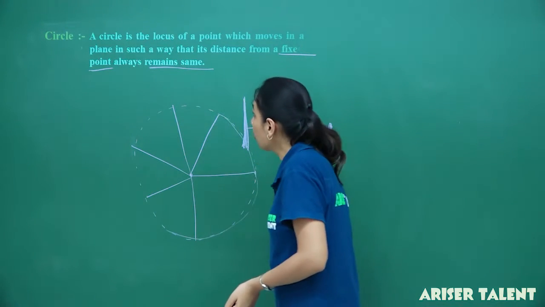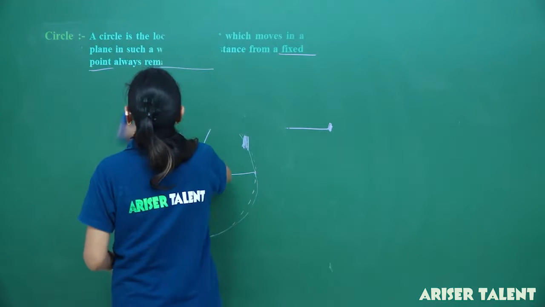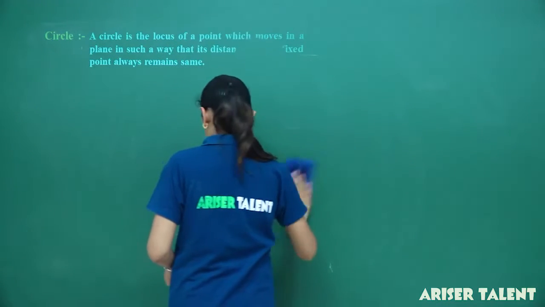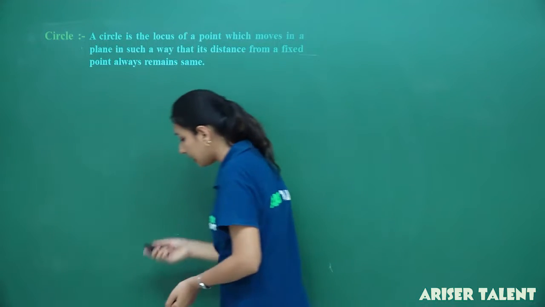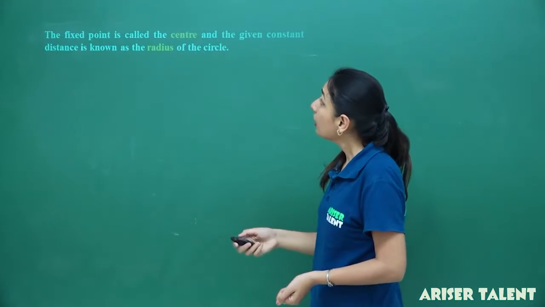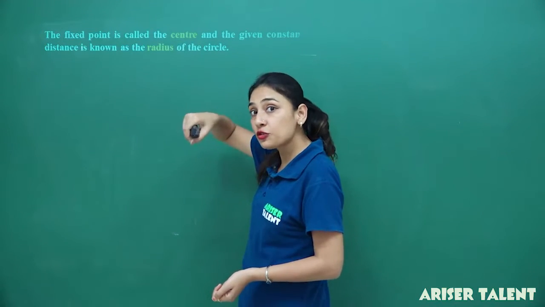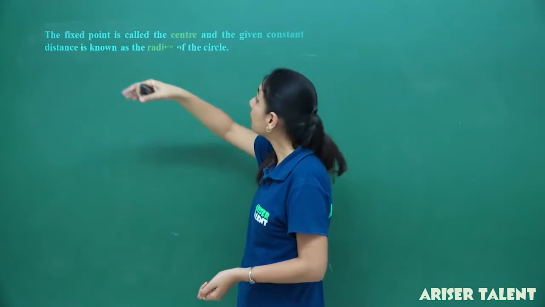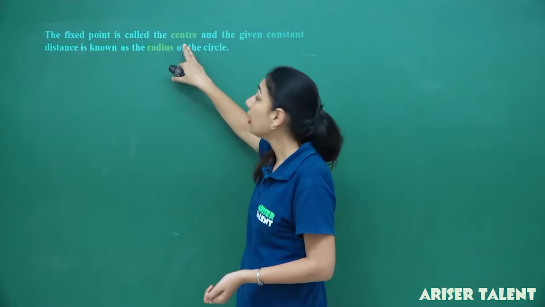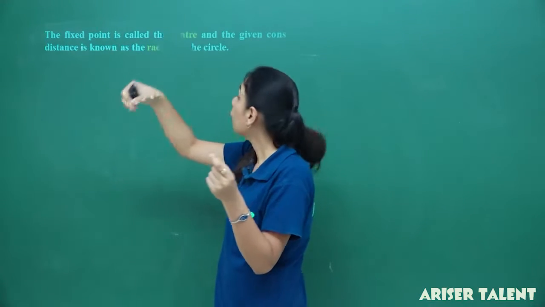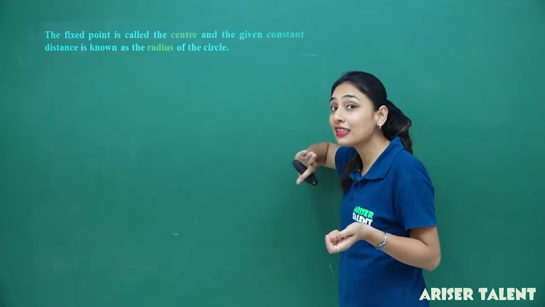Okay, so a circle is a locus of a point, we have done with that. Now next, the center. The fixed point, where the pole was, is called the center. And the given constant distance, that rope's length, is the radius of that circle.